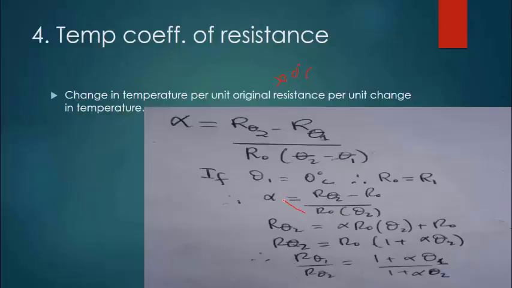When you take that there, you can see that it is alpha times R0 times theta, whereby theta 1 we have said is 0 degrees centigrade, then plus R0, because finally this R0 will be brought this side to be added. So resistance at temperature 2 will be equal to that. So you can factor out R0 and remain with a simpler form. So in general, the ratio of resistance at theta 1 to resistance at theta 2 is equal to that much.